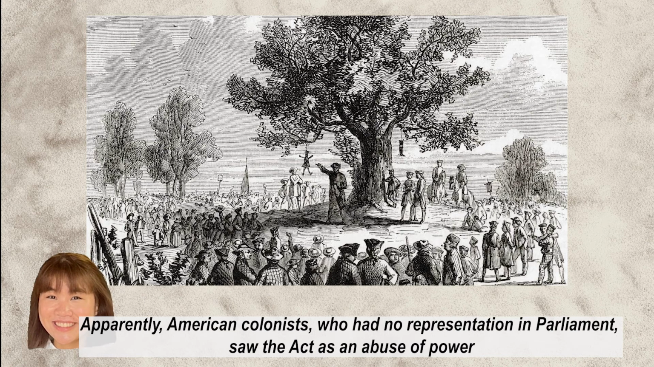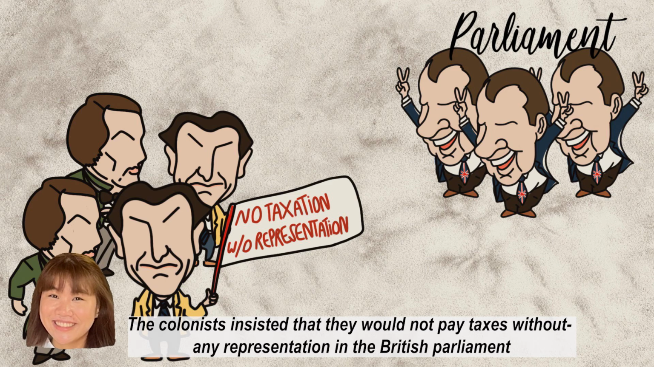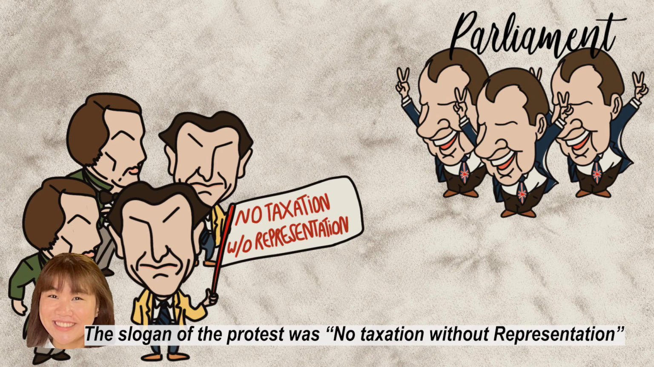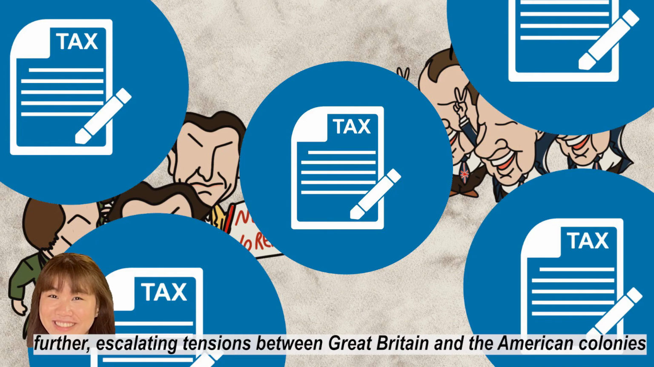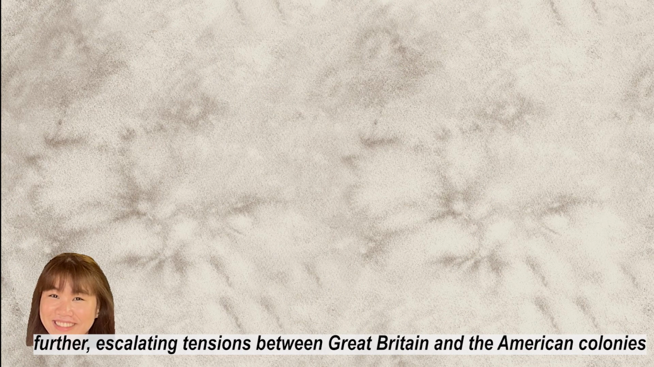Apparently, American colonists who had no representation in Parliament saw the act as an abuse of power. The colonists insisted that they would not pay taxes without any representation in the British Parliament. The slogan of the protest was, "No taxation without representation." The British sent troops to enforce the unpopular new laws in America, further escalating tension between Great Britain and the American colonies.